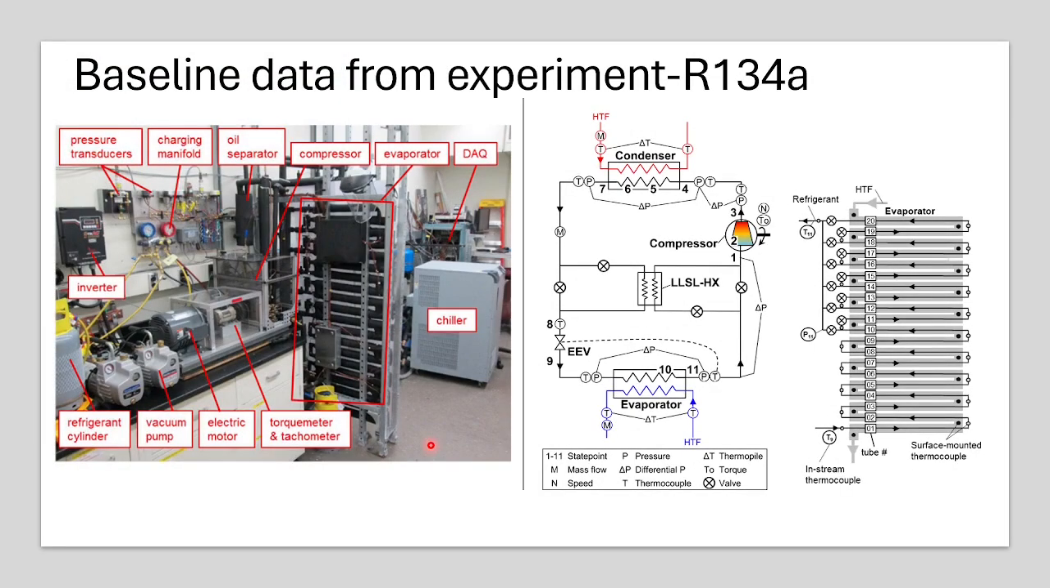Here is the actual experimental test rig used for the experimentation, and this setup measures refrigerant pressures, temperature, and mass flow rate to give us the real performance data. In this case, the refrigerant used was R134A and the cycle was tested under controlled conditions.